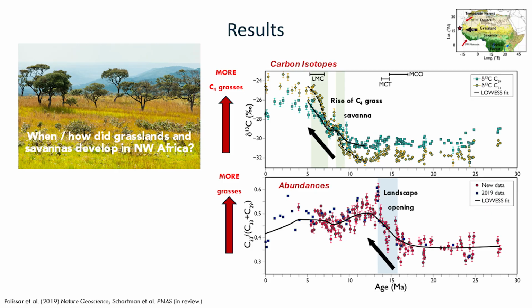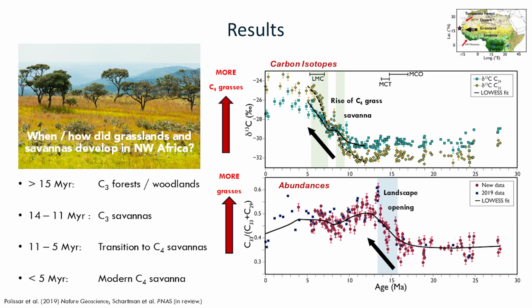So age is shown here on the x-axis. The carbon isotopic composition in the top plot tells us about the photosystem that plants used. More positive values indicate more C4 grasses. Plant wax abundances in the bottom plot tell us about plant growth form. Grasses produce more of the biomarker called C33 n-alkane than C29 n-alkane compared to woody vegetation like trees and shrubs. So in this plot, higher values indicate more grasses.